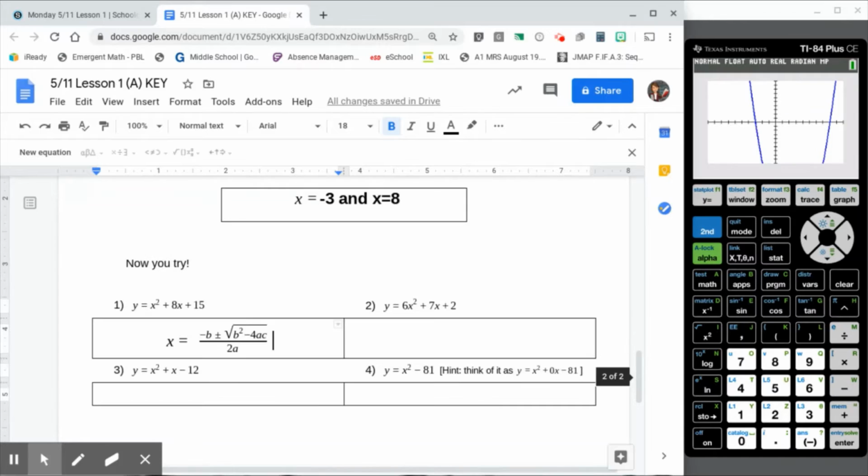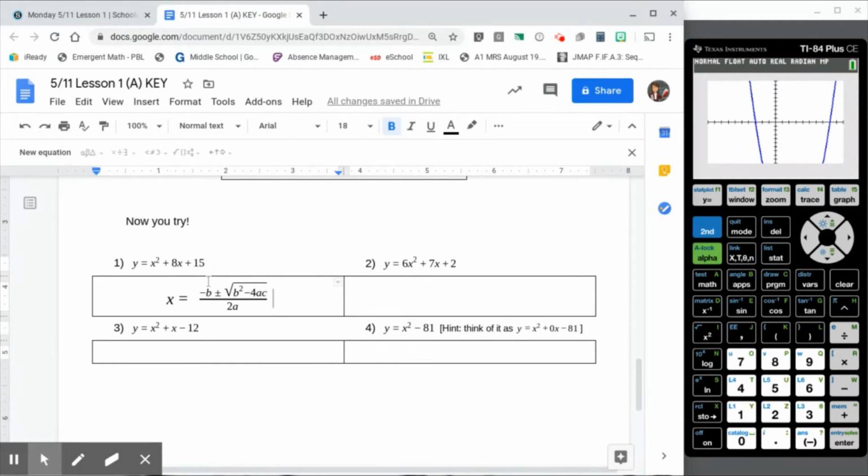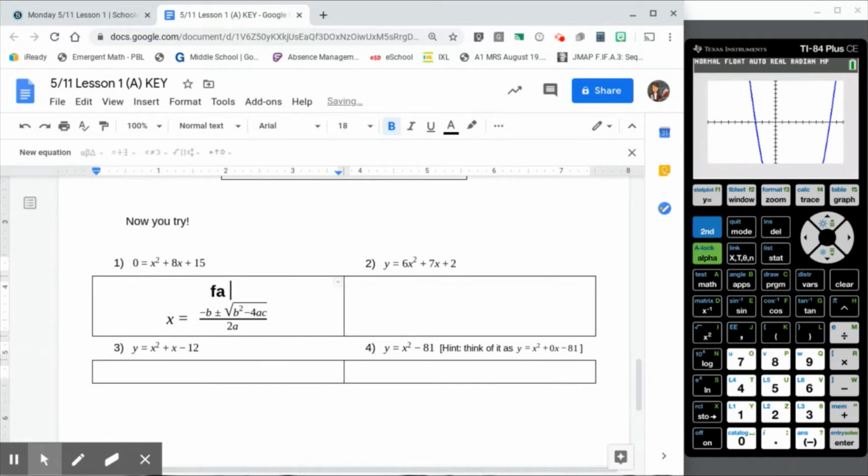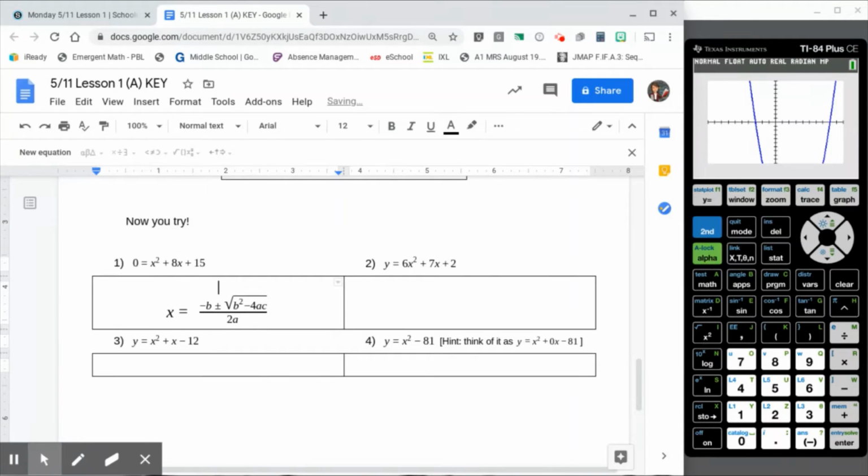First step is to make sure that our equation is in standard form, which it is. And then we want to replace our y, I'm just going to do it right in the equation, with a 0. Then we want to identify our a, b, and c values. I don't want it to be bold, so I'm going to unbold it. The font size is quite large right now, so I'm going to just change that to 12. So a is equal to 1, b is equal to 8, and c is equal to 15.